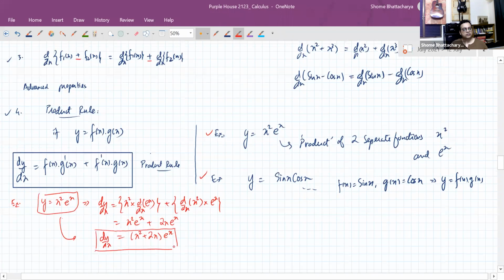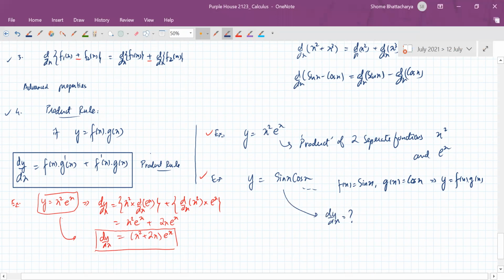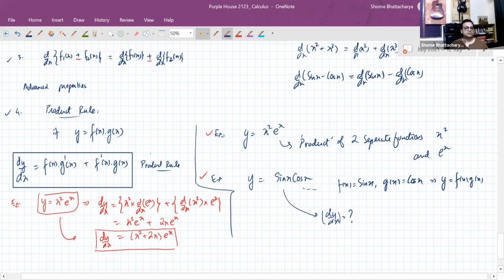Okay. So write down the product rule and this example, and next work out this one. For this example, work out the value of dy by dx. Tell me how much that is. One second, can you scroll up? Yeah, but those properties we've written earlier also.